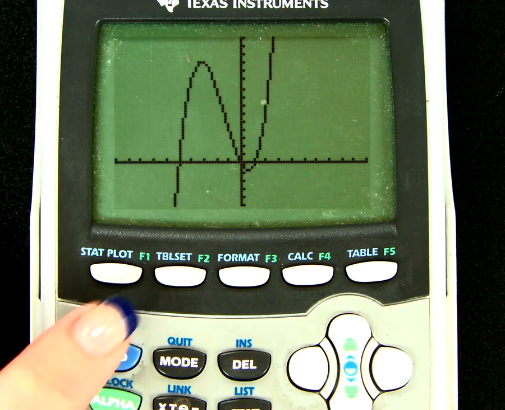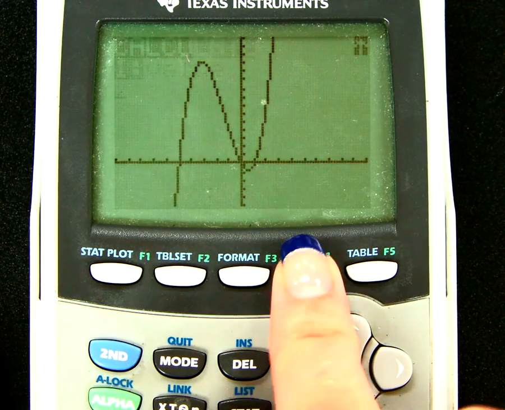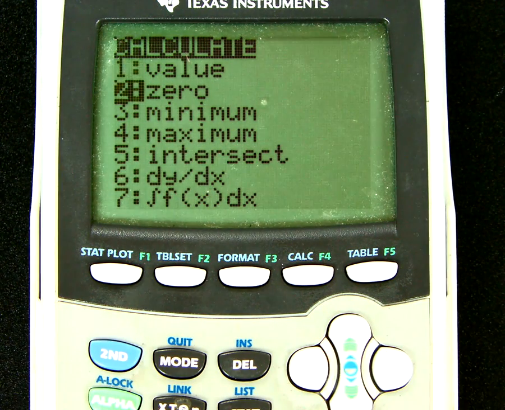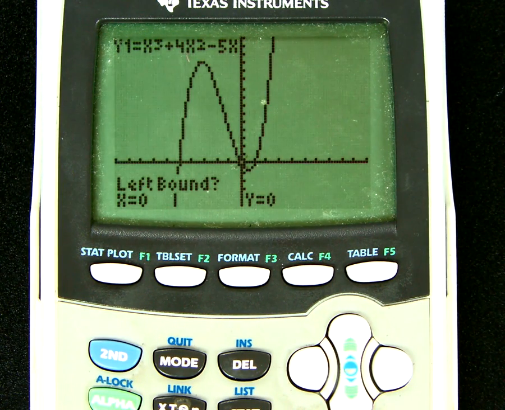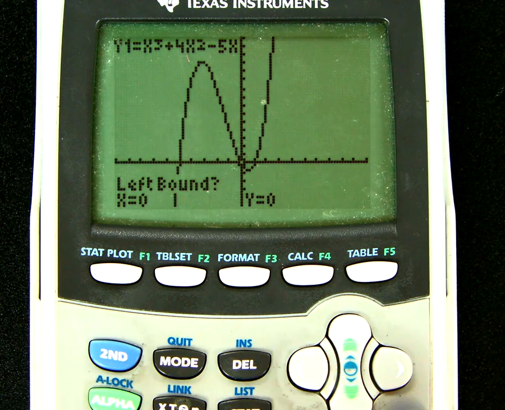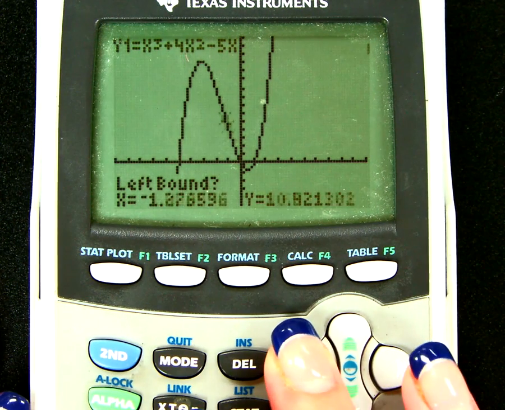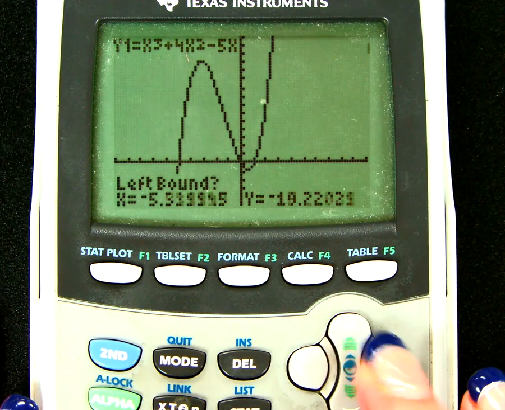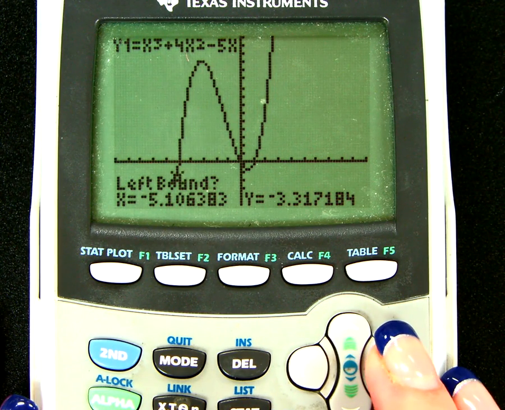So to do that, I'm going to go to second and then trace. So that'll get us into the calc menu. We're trying to find a 0, so that's what I'm going to select on the calculator. Okay. And then it's asking for a left bound. So I'm going to move my cursor so that I'm on the left side of that 0. So in this case, that means that I need to be below it.